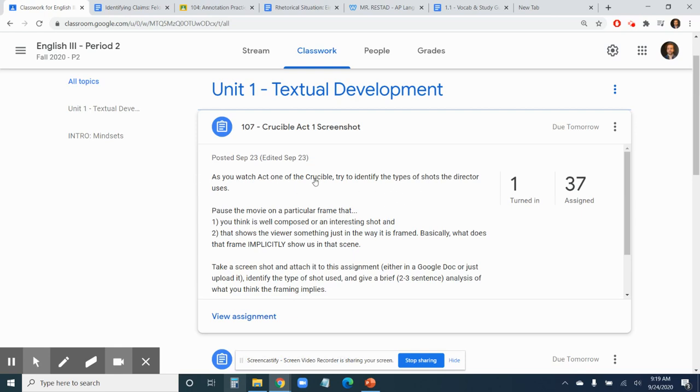So as you're watching the Crucible Act 1, try to identify the top types of shots the director uses. Maybe as you're watching, just pause it and ask, is this a medium? Is this a wide shot? Is this a close-up? And think, why would the director be doing that?